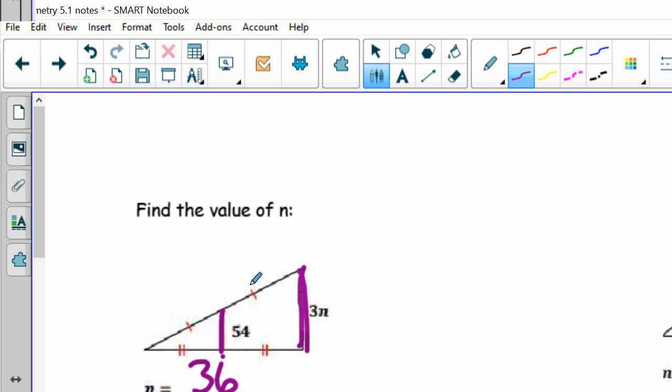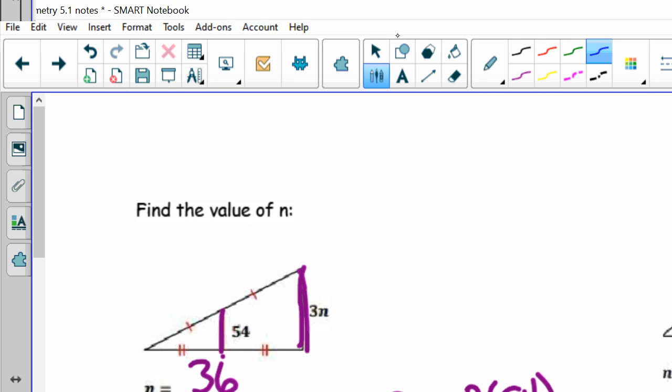Or I could have said that 3n, the big one, is equal to twice the small one, 2 times 54. So I could have said 3n equals 108. Divide by 3, n equals 36. So I get the same answer no matter which way, whether I do the 1/2 or the 2 times.